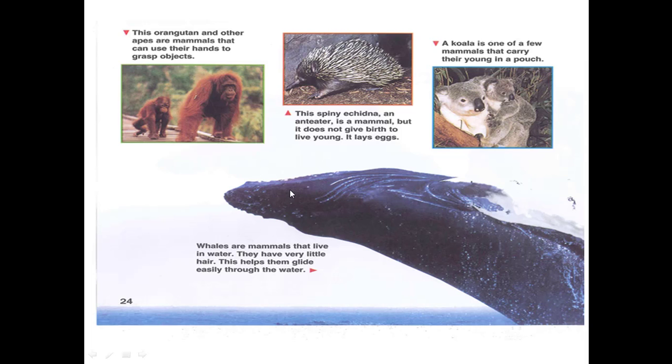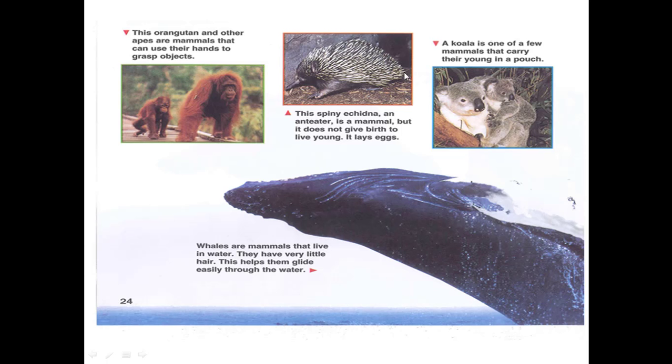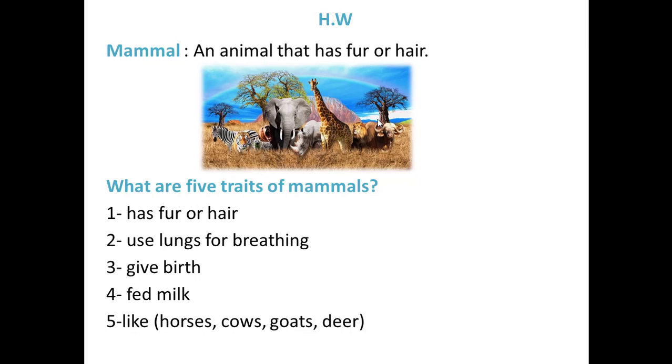Okay, look, and some mammals have what? Have trunk and pouch and wing. Bats have wings, and some of them have pouches and beaks. Okay, and what's mammal? Mammal, an animal that has fur or hair. Guys, I said if you find these traits from any animal, you have to call them mammal.